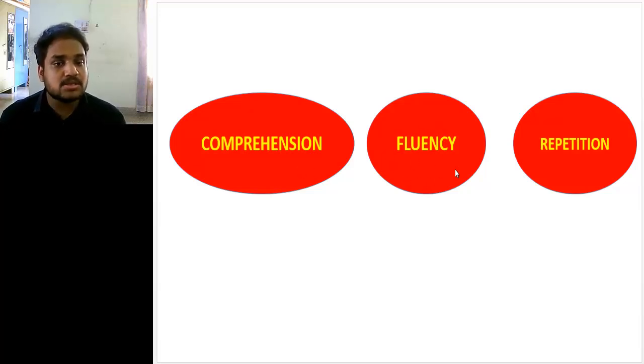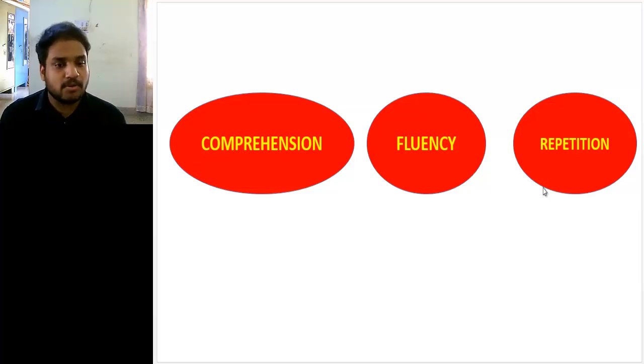But the fluency is normal, or the word formation is normal, because Broca's area is normal, right? So the word formation is normal and the repetition is impaired, right? So comprehension is impaired, fluency is normal, repetition is impaired. That is Wernicke's aphasia. So what will be the characteristic feature in case of Wernicke's aphasia?